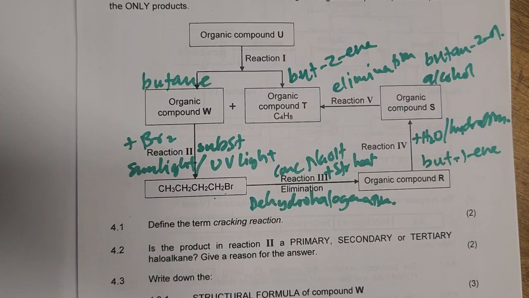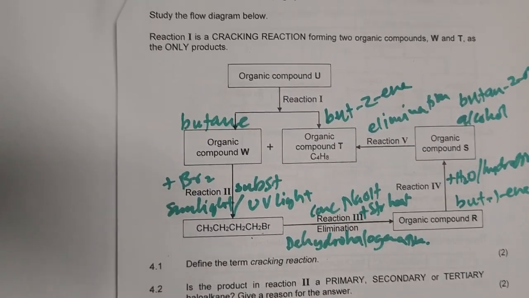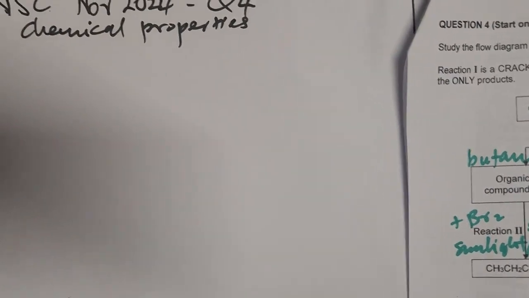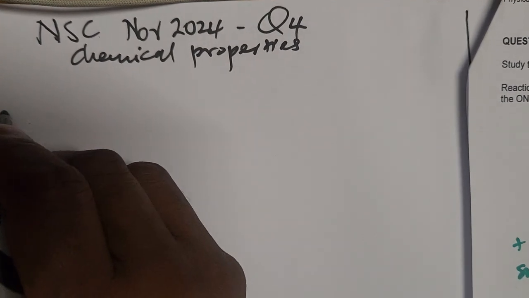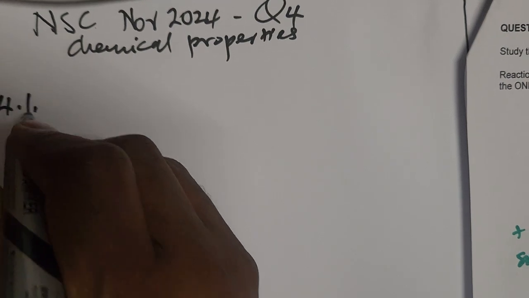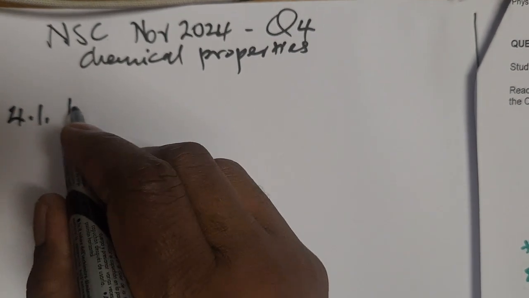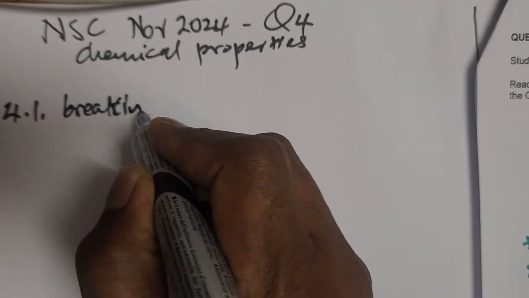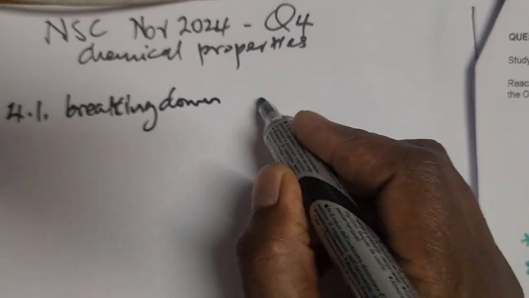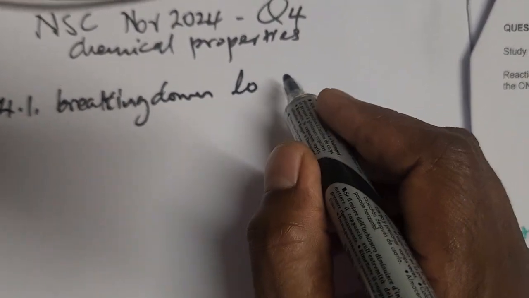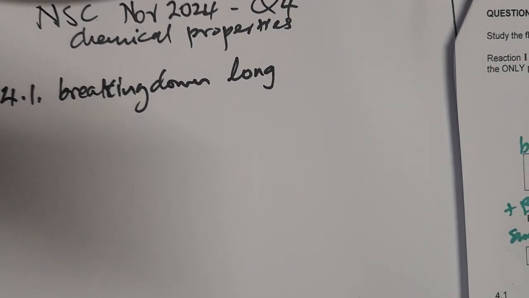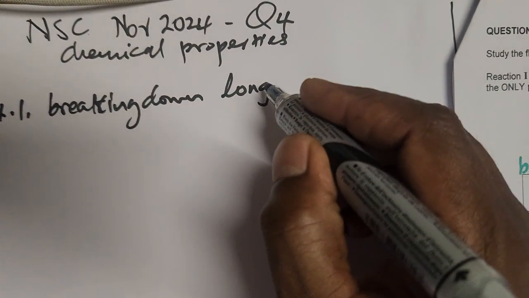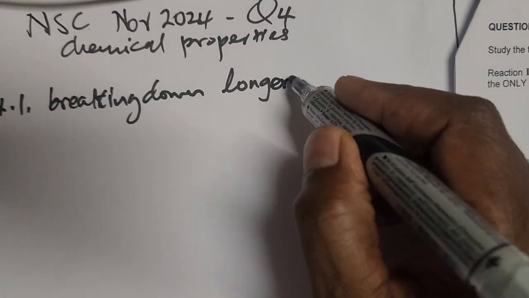Define the term cracking. Remember cracking, in this case, please make sure that we know the correct way of this cracking, because some books are telling it the way that is not supposed to be. Cracking now will be the breaking down of the long. In this case, it must be long or longer. You can use the word longer or long, so it's fine if you use that one, but the best one, let's say longer, because we'll have to say shorter that side.